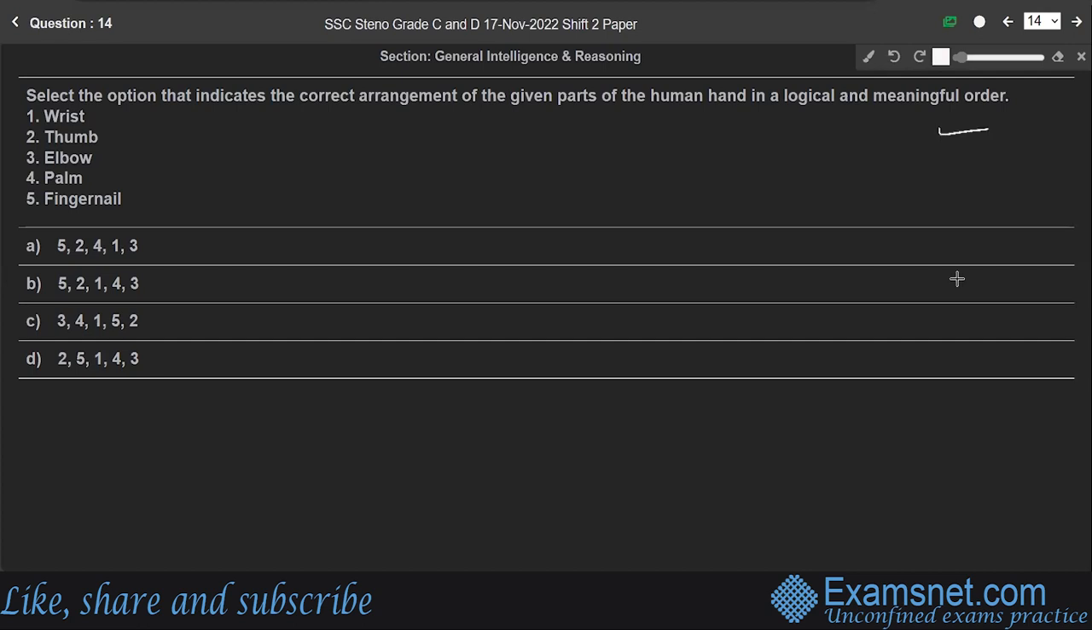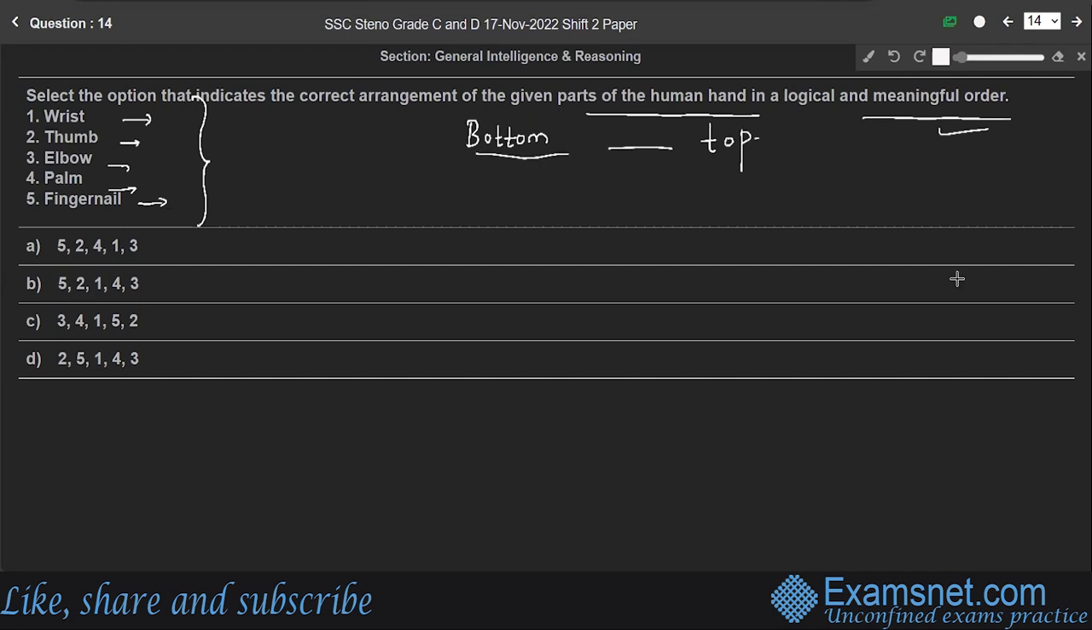Question number 14. Select the option that indicates the correct arrangement of the given parts of the human hand in a logical and meaningful order. So here, wrist, thumb, elbow, palm, and fingernails have been given. These parts are parts of a human hand. These parts can be arranged from bottom to top. So here, the topmost part of the given parts is the elbow. Elbow is the topmost part.